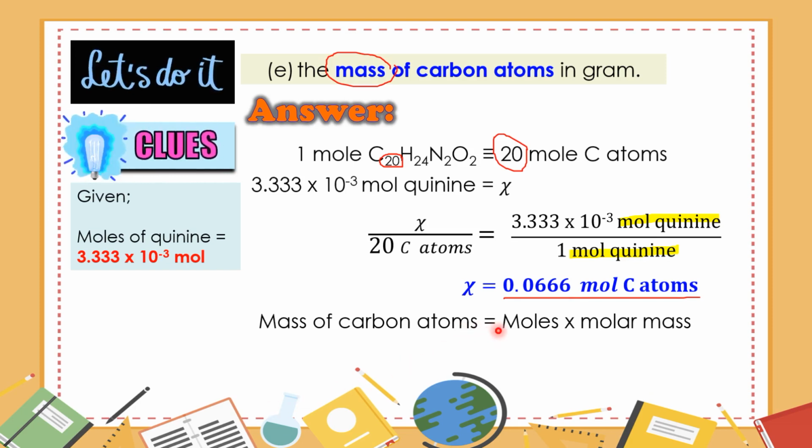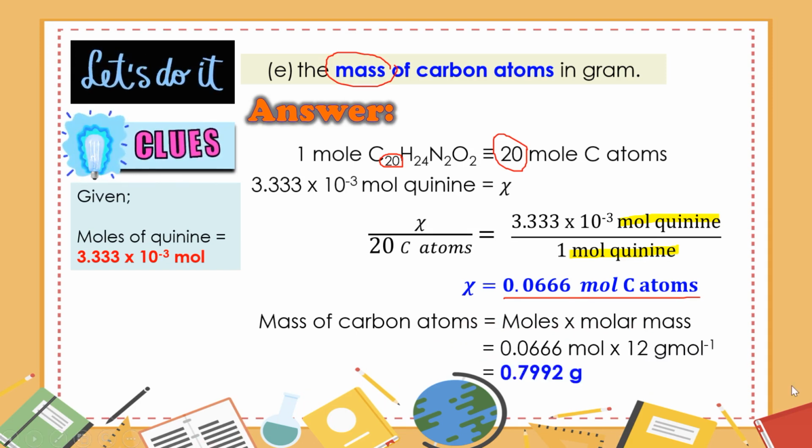To calculate the mass of carbon, we can use the formula: mass of carbon atom equals moles times molar mass. Therefore, the mass of carbon atoms present in quinine is 0.7992 grams. Don't forget to write the final unit in grams.